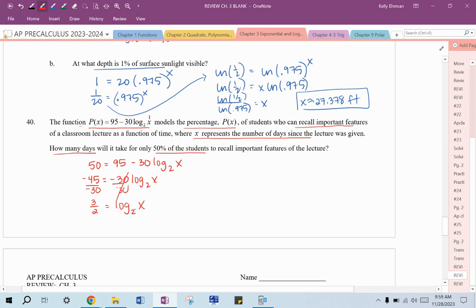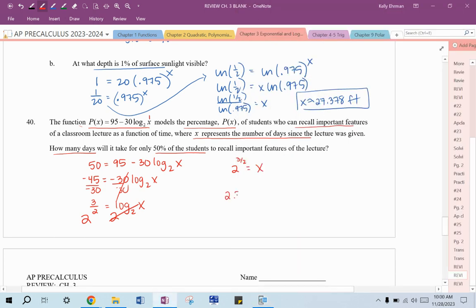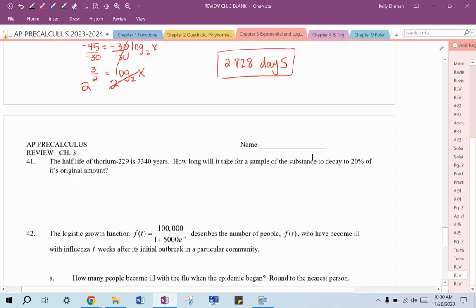How do we get rid of log base 2? We base 2 both sides. So it's 2 to the 3/2 equals x. And let's get that as a decimal, 2 to the 1.5, 2 to the 3/2. So how many days? Only 2.828 days. So quite the rapid drop: after one day, 95% will remember. After less than 3 days, only 50% will remember. So that's great. Okay, on to the next thing.